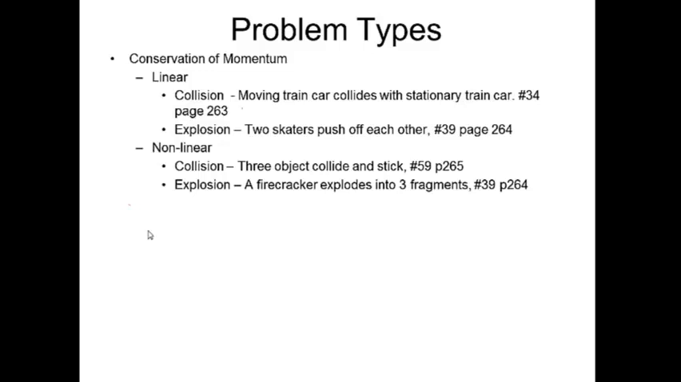Non-linear: they don't have to be at right angles, or they don't have to be straight on. They can be non-right angles. So it's something like this object is going like this, another object is going like that. If they join together, they'll have to go down and to the right. Or also we have the firecracker type problem where it explodes into three fragments. One fragment goes this way, one goes that way, and the other one goes down. Add all these up, the momentum is 0.